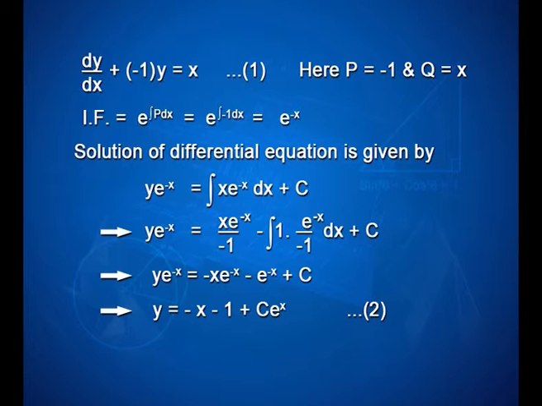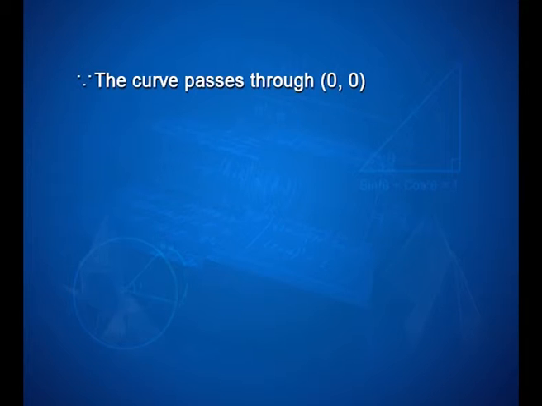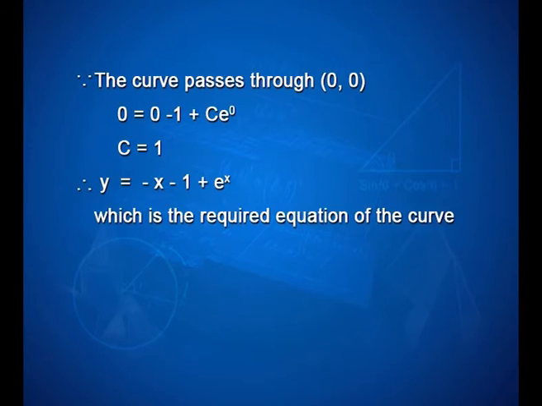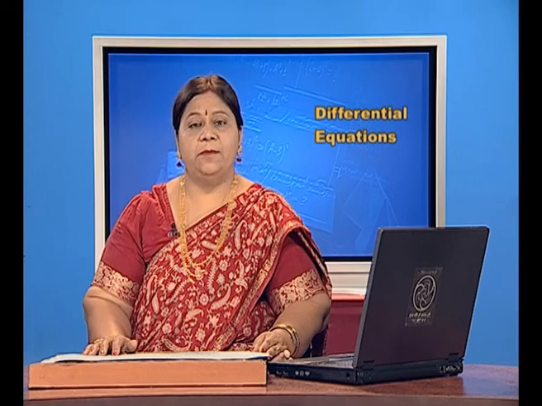Take this as equation number 2. Since the curve passes through the origin 0, 0, 0 is equal to 0 minus 1 plus c e to the power 0, this implies c is equal to 1. Therefore, y is equal to minus x minus 1 plus e to the power x, which is the required equation of the curve. So, students, you have learnt the methods of solving the differential equations in 3 different cases.